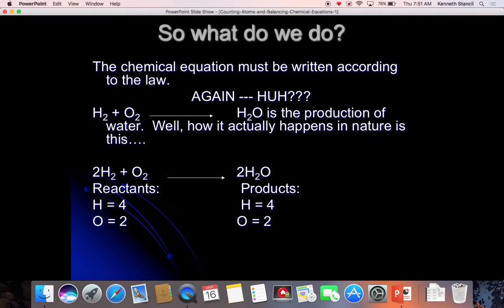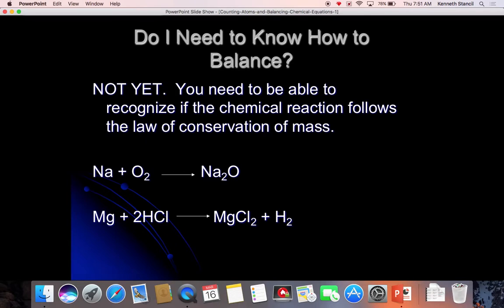Is it always going to be that easy? No. Just like yesterday, we start with the easy stuff, and then we get to the more realistic stuff that we deal with on a common basis. Do I need to know how to balance? Not yet. You need to be able to recognize if the chemical reaction follows the law of conservation of mass.